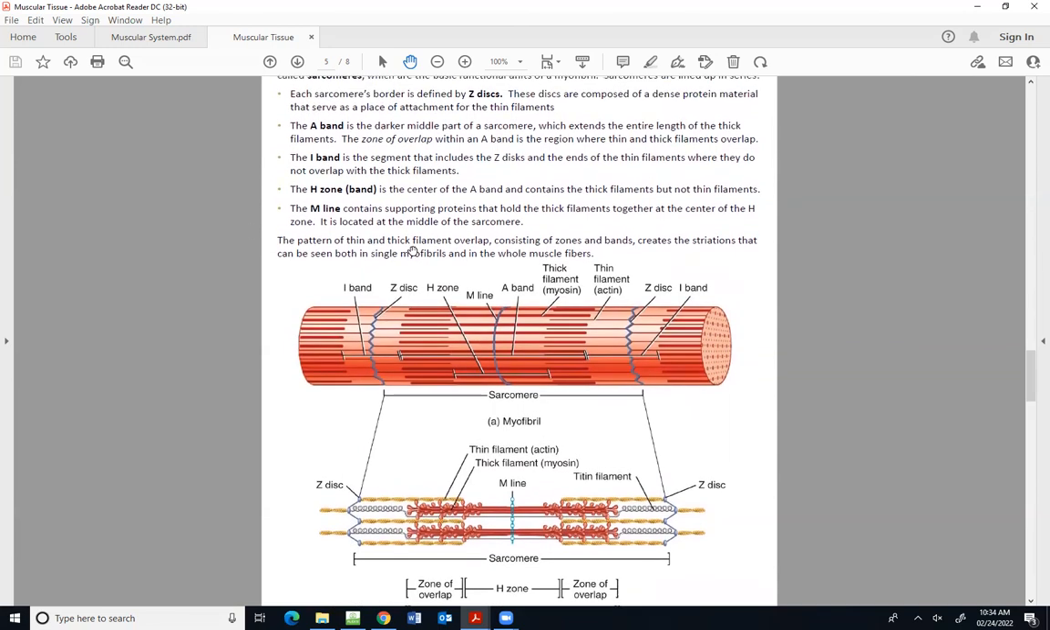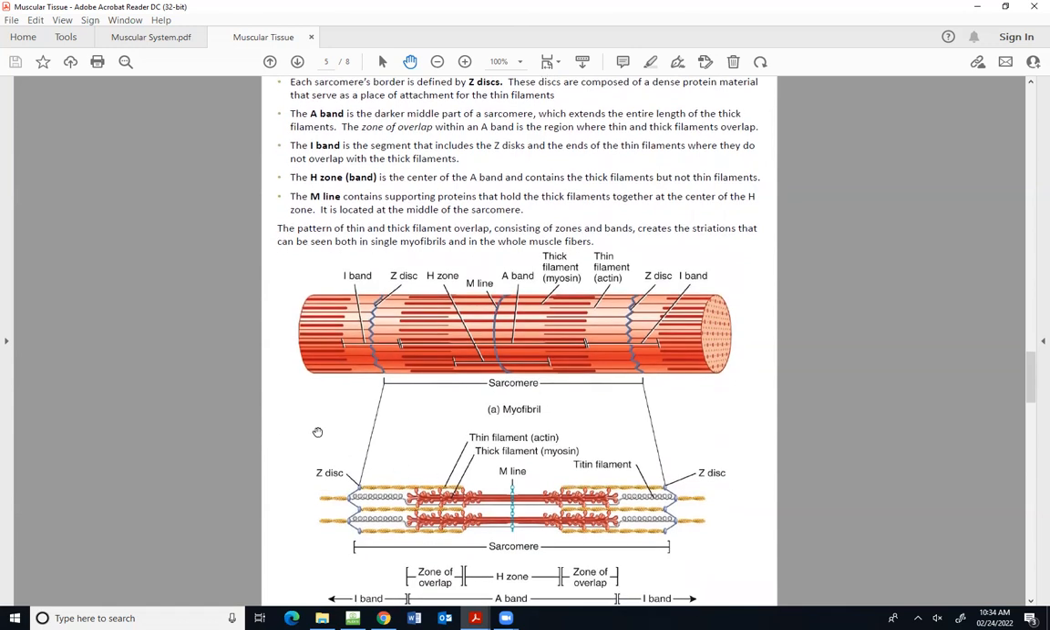Okay, so once again, the pattern of thin and thick filament overlapping, consisting of zones of bands, creates striations that can be seen in single myofibrils and in the whole muscle fibers. So it's this that is the reason why skeletal muscle, and we see the same thing in cardiac muscle because they have sarcomeres and thick and thin filaments, all that wonderful stuff, that's why they look striated under a microscope.